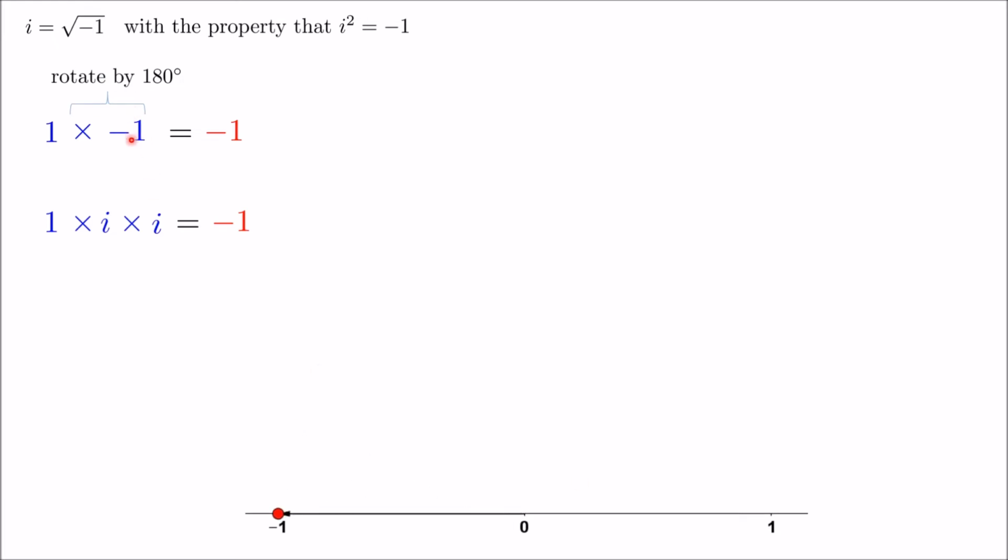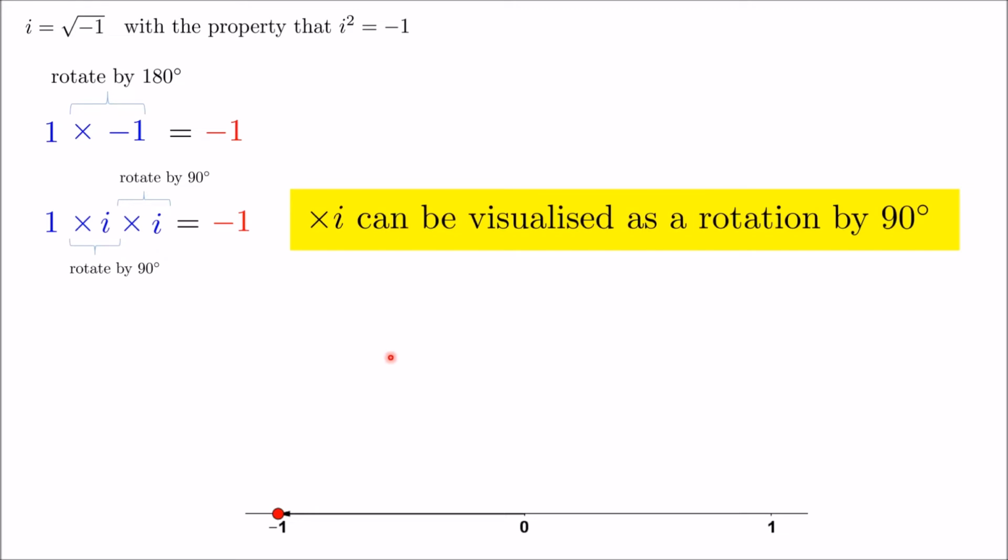And with this realization, how do we break this transformation into 2 smaller equivalent transformations, such that when we combine them, we get the net effect of rotating by 180 degrees? Well, the answer is that each of these things should be a rotation by 90 degrees. So we come to a very, very important realization for complex numbers, and that is we can visualize the act of multiplying by this new number i as the transformation of rotating by 90 degrees.